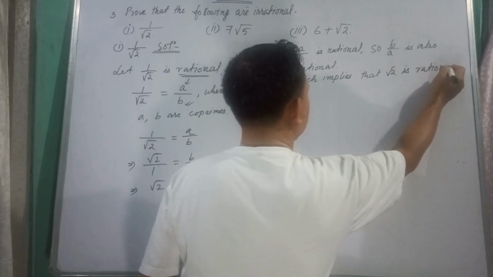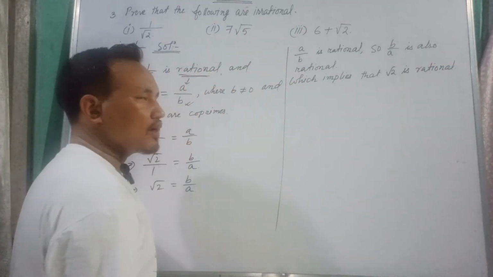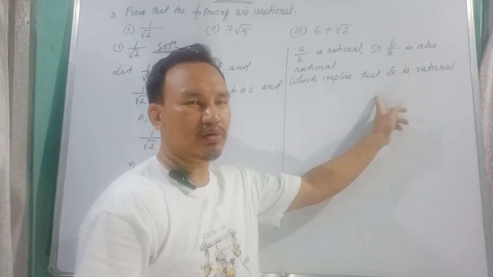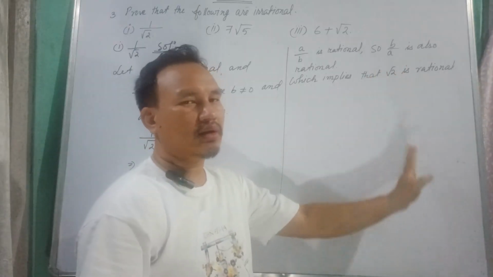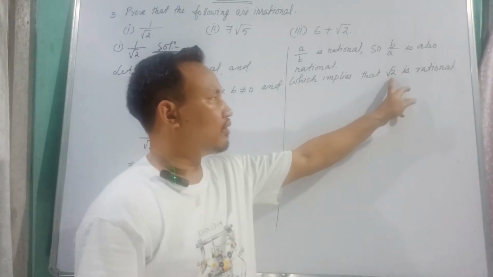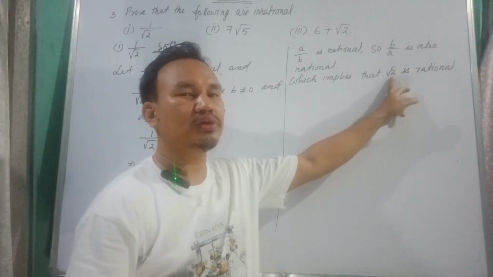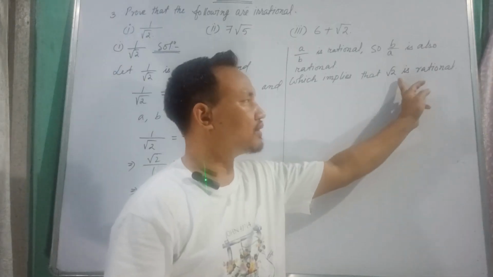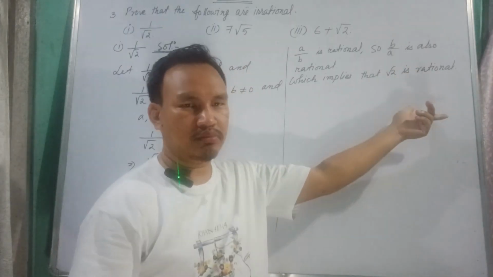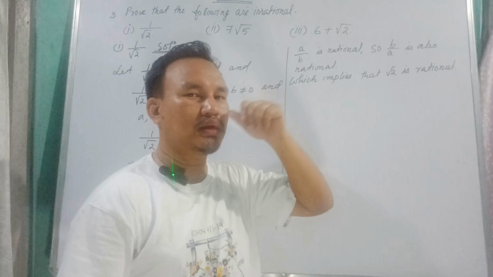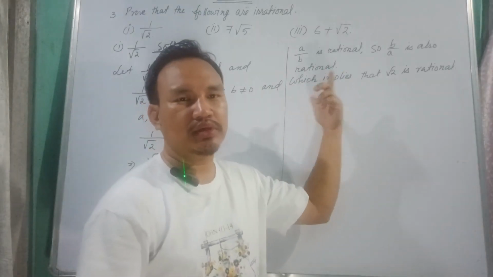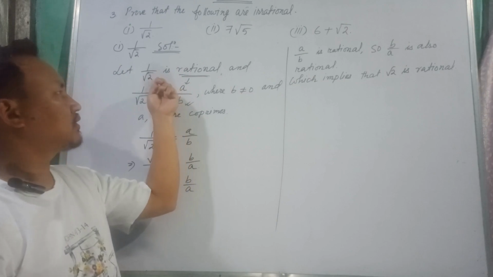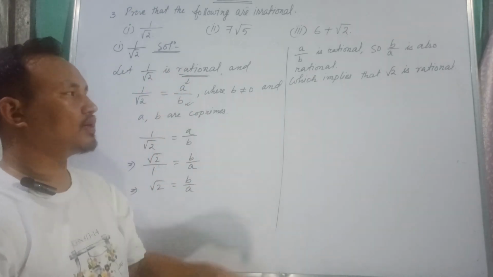But is it the correct conclusion that we are writing, which implies that root 2 is rational? Is it the correct conclusion? No, it is not the correct conclusion. Why? Because we already know the fact that root 2 is an irrational number. What we are getting is rational, but it should be irrational, right? So that means we have made some mistake. Where is that mistake? Our mistake is in assuming that this is a rational number.